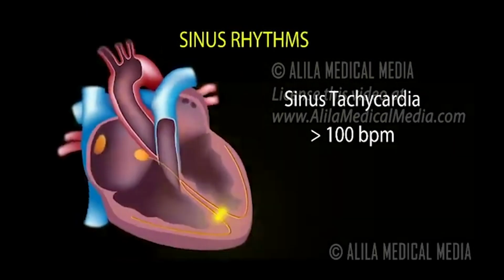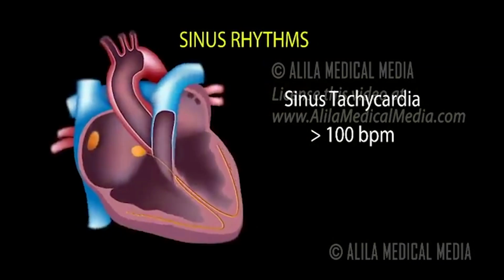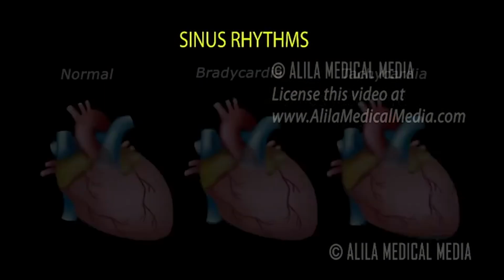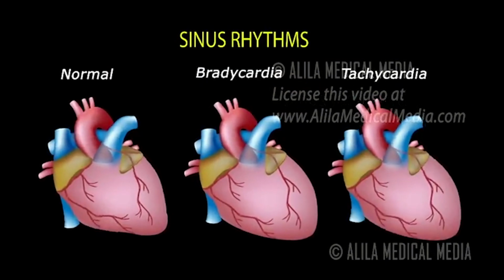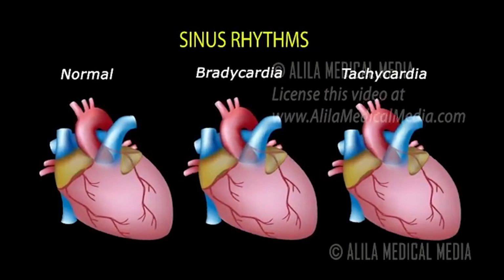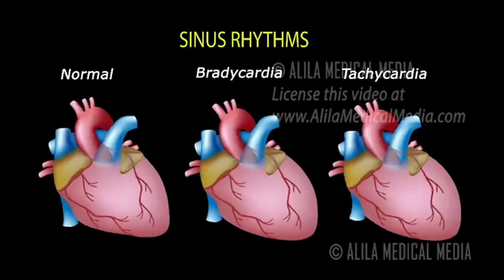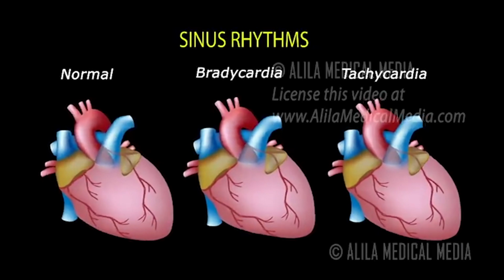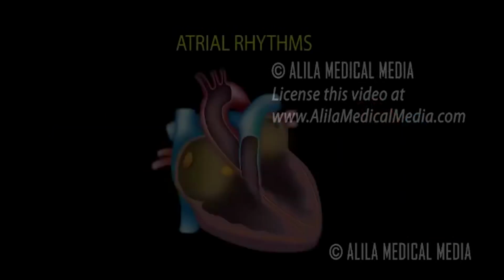A faster heart rate of greater than 100 beats per minute. Sinus bradycardia and sinus tachycardia may be normal or clinical depending on the underlying cause. For example, sinus bradycardia is considered normal during sleep, and sinus tachycardia may be normal during physical exercises.